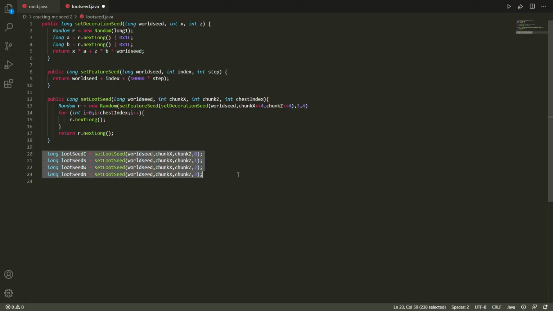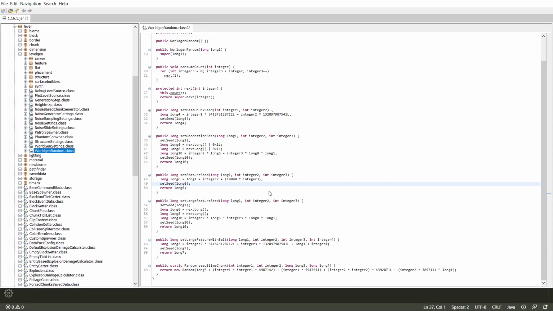Then for each of the 4 chests, a nextLong call is made to that instance to produce what I call the loot seed. I will discuss how each of these steps can be reversed later, but for now, we just need to know that they can be reversed. Because we're looking for a specific result, it's more efficient to only focus on the loot seed for now.